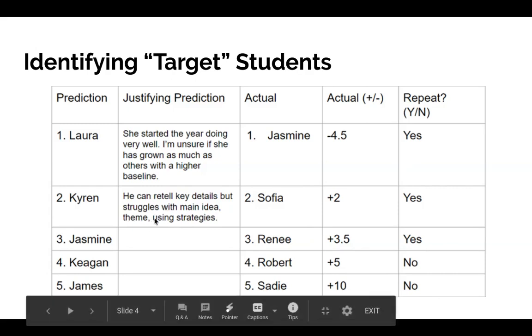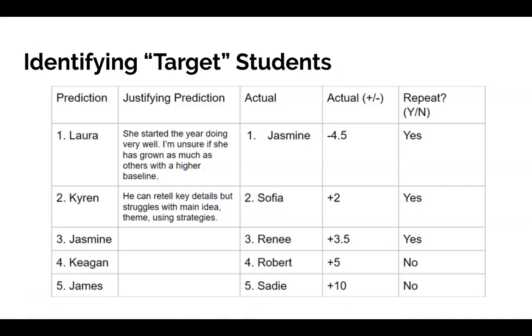Kieran, the teacher, was concerned that while he can recall key details, he's not able to identify the main idea or theme. And so that was where that justification comes from. The reason we have our teachers predict who in their student group is not showing as much growth and to think through the why behind that is to help them realize what their perceptions and biases may be regarding their student group.